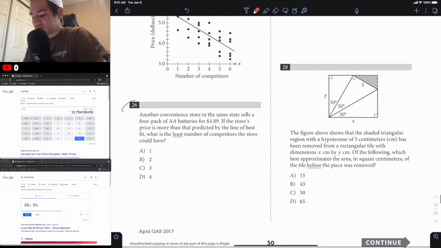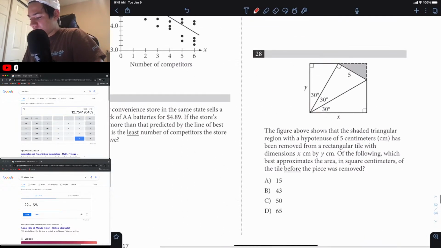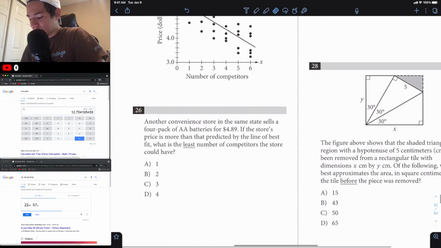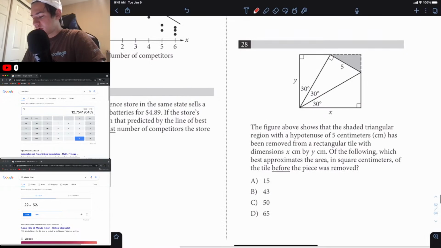And then I'm going to come back to 26 because I just don't know what it's asking me. It's kind of a weird problem, but whatever. Right now we are at 22 minutes, so we're okay right now.